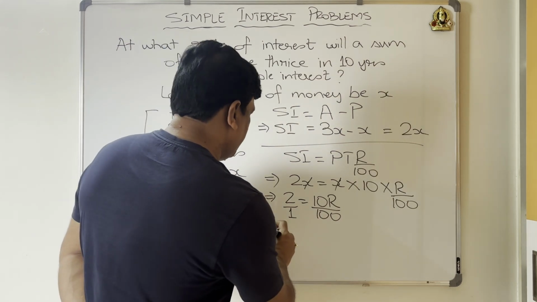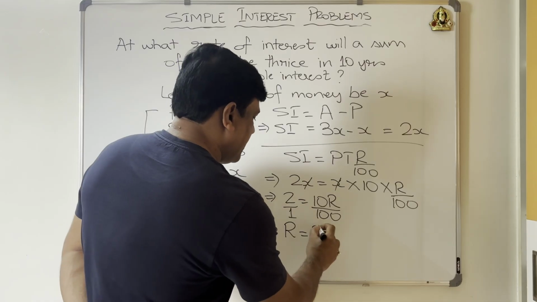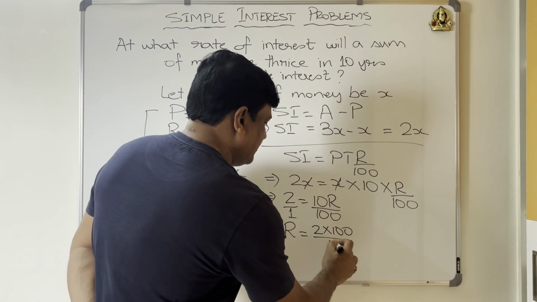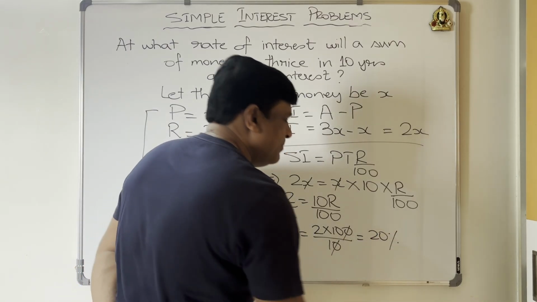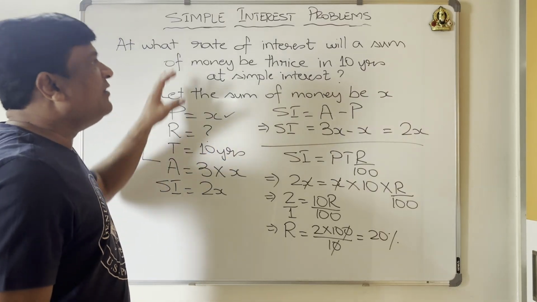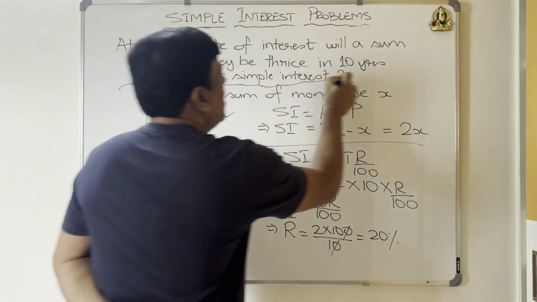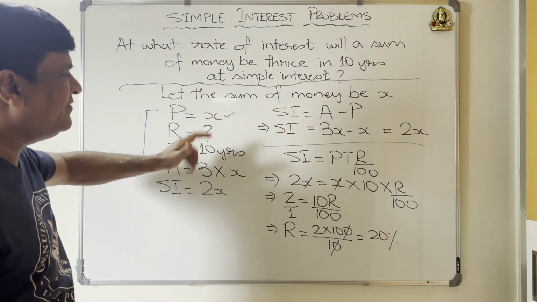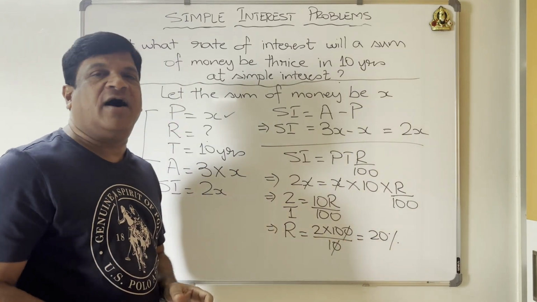So if I do the cross multiplication over here, I'll keep r on the left side. It becomes 2 times 100 divided by 10. So your r comes out to be 20%. Simple? Simple. So whenever you read the problem, right, don't panic. Just basically put down the data clearly, what is given to you, and see how you can play around with the data and calculate the answer.